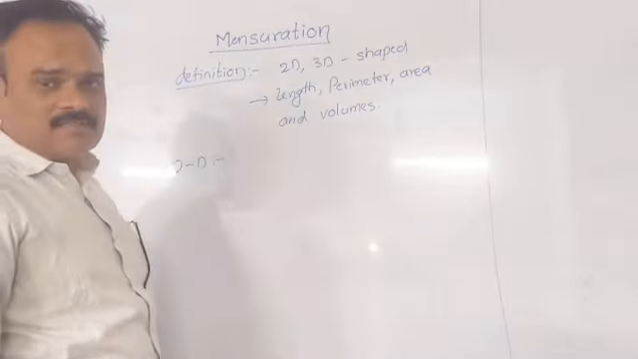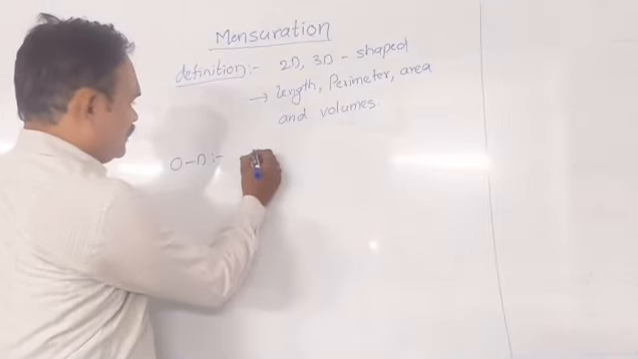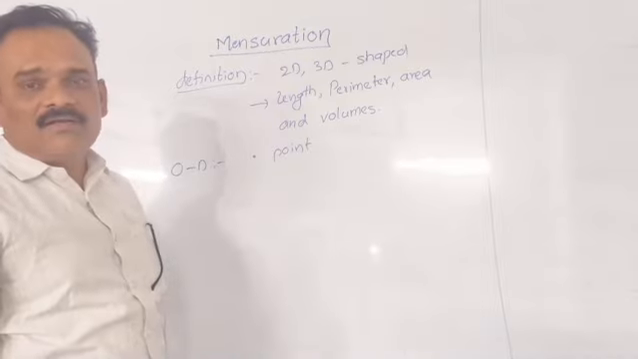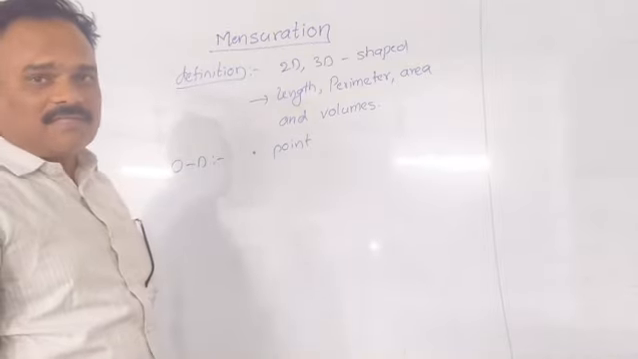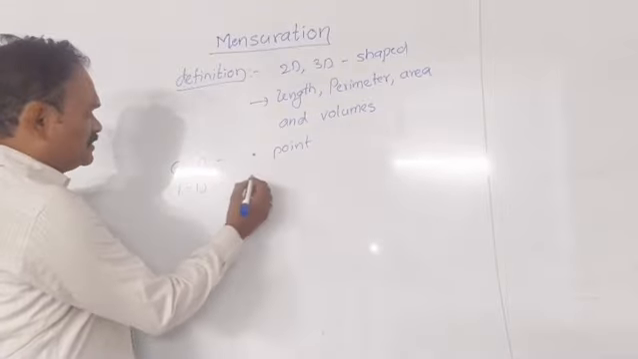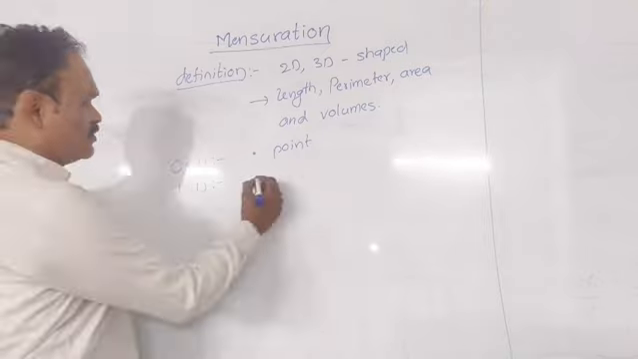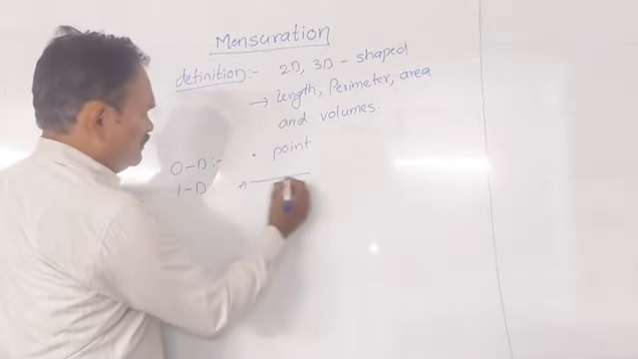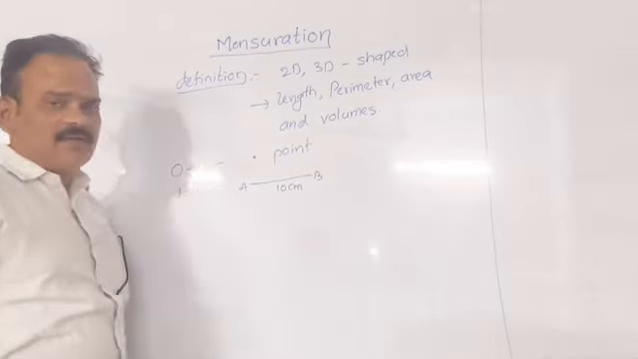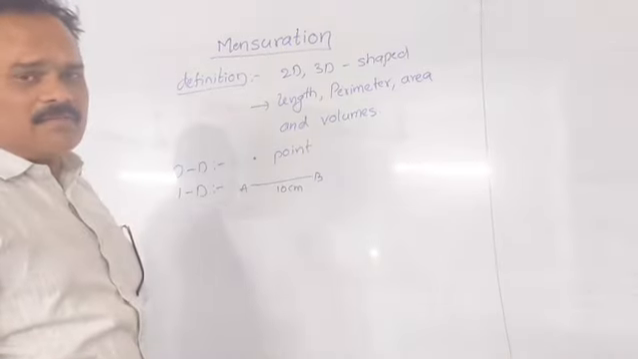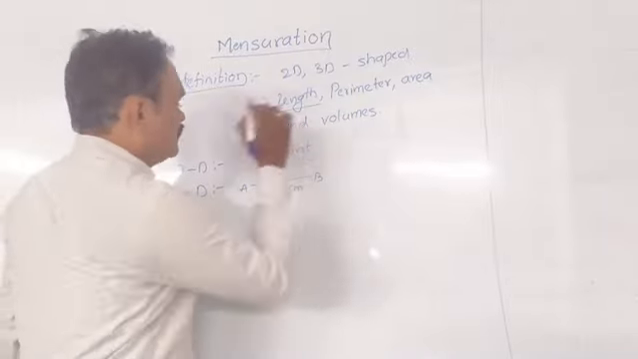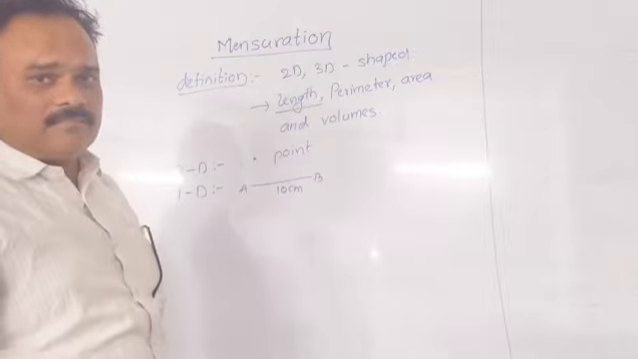In zero dimensional figures, there is a point. A point has no length, no breadth, no thickness. So that is called a zero dimensional figure. Next, the one dimensional figure. Suppose, for example, AB, the length is about 10 centimeters. This is called a one-dimensional figure. One example of a one-dimensional figure is a line segment. We can find its length by using the scale.